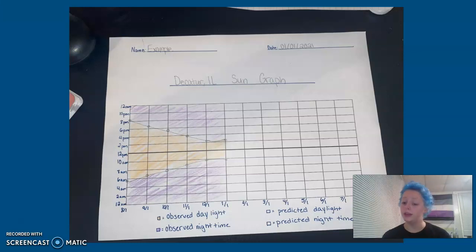So the first piece that you're going to do with the students is have them fill in their names and the date and the title of the graph, and then have them choose their colors for their color key, and you're going to have them graph points. I did mine on Decatur, and these are points that I found through that website that are actual sunrise and sunset times for those dates.